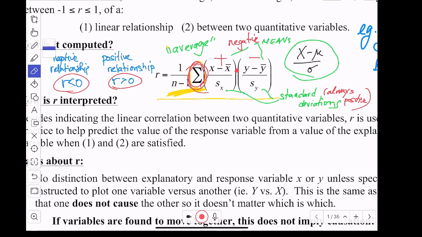If it's a negative relationship and x is below its mean, y will be above its mean. That will also multiply to be a negative, adding more negatives, reinforcing R being negative. All right, so that's what we have here, an average.